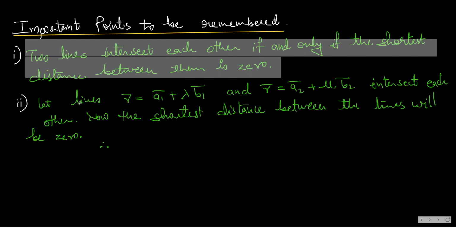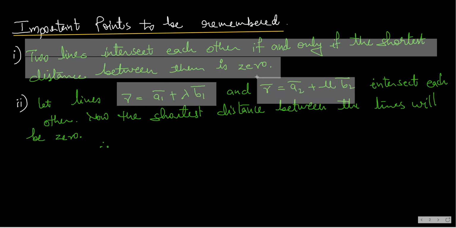zero. Now here I write the two lines, let r bar equals a1 bar plus lambda b1 bar and r bar equals a2 bar plus mu b2 bar intersect each other. Now if they're intersecting each other, what will happen? The shortest distance between the lines will be zero. In that case, what will happen? You know how the shortest distance is given.